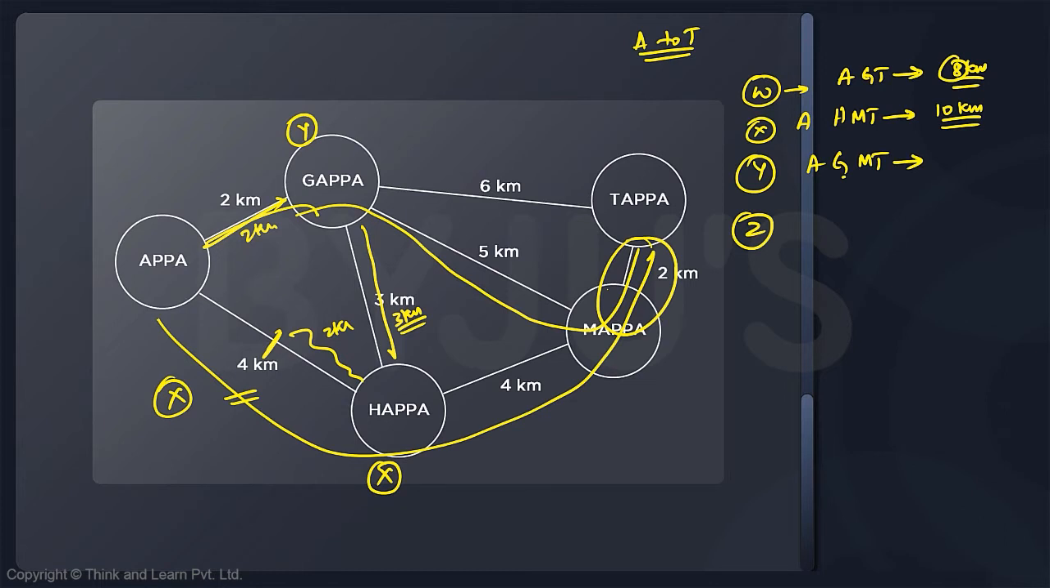Okay, not 3, sorry, my bad, not 3. He is traveling 5 kilometers without disturbance, and this guy also is traveling 4 kilometers without disturbance, right? So who will come first to M? It will be the person X.